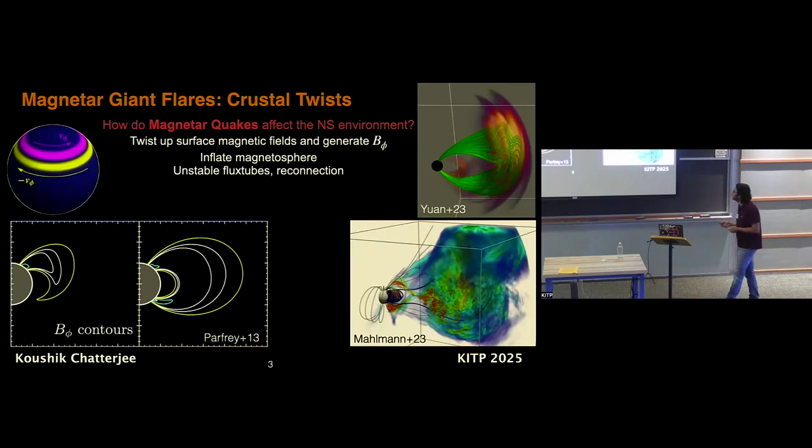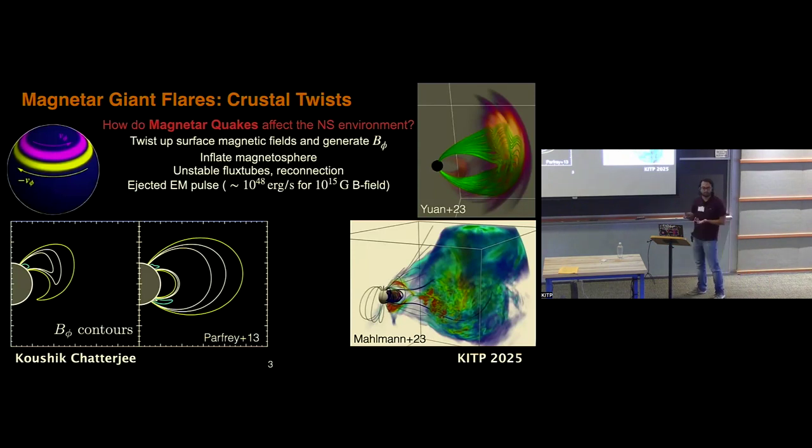In each of these cases, the ejected electromagnetic pulse that was released had a luminosity of the order of 10^48 ergs per second, assuming we start with a 10^15 Gauss magnetic field, which is enough to actually explain the energetics of the particular system that we are talking about.